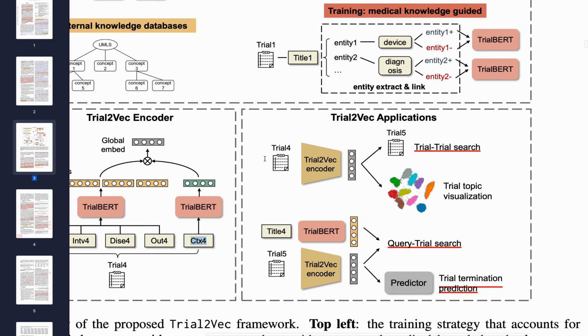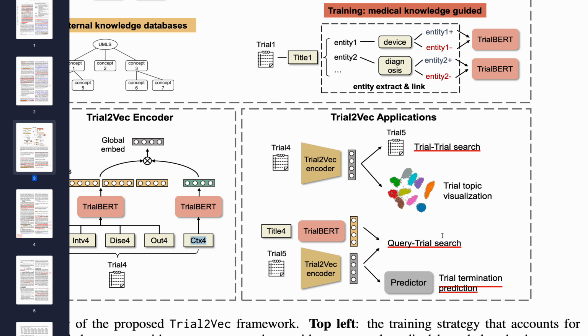And then the final part of the diagram is how these are applied for the three specific tasks. So using these global embeddings, we can do trial to trial search. The user provides a reference trial, we convert that trial information, metadata, into global embeddings and do some sort of similarity matching to find relevant trials.